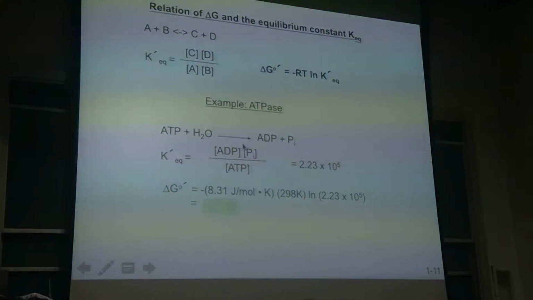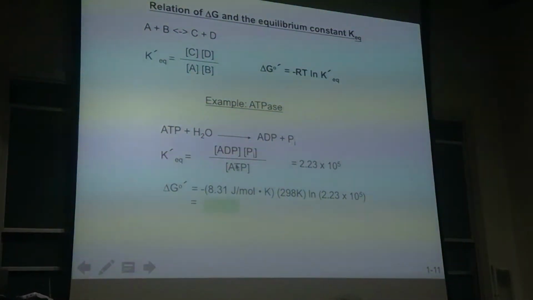So let's go through this example. Here we have K equilibrium equal to the products, ADP and phosphate, over the reactants, ATP. In biological systems, you usually leave out water because most things are happening in an aqueous environment. That, again, can be different from how some of you who are chemists or chemical engineers might have learned this.